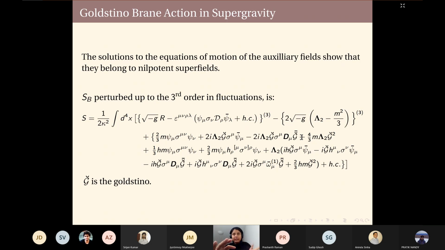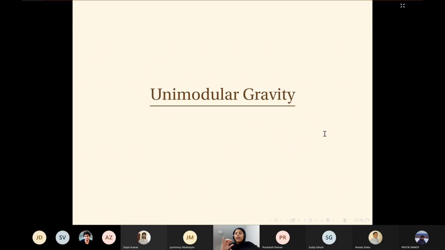Now, you don't need to look at it very carefully or closely at the moment. Maybe you can just look at 2 fields present here. One is this one, G, which is the Goldstino, and another one is psi mu, which is the gravitino. I am showing it here right now just to give an idea of what the Goldstino brane action looks like, and I will come back to it later. So I have explained briefly the 2 different methods by which pure dS supergravity was constructed in 2015.